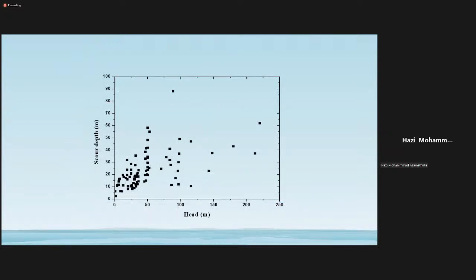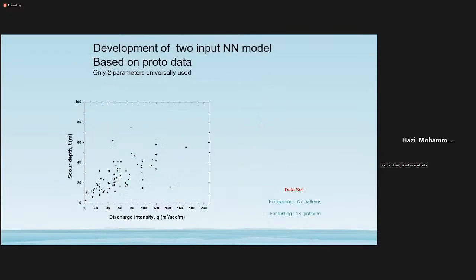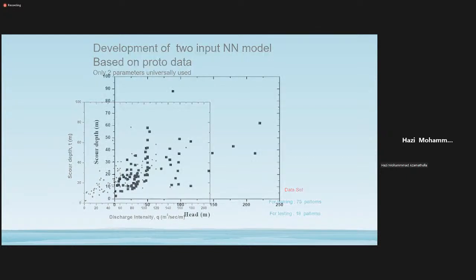Another thing, scour depth versus head. You can see how much. There is no relationship. So at such a time, now you got a good example. If there is no relationship, then you can go for a neural network model. So I tried to develop it with a two-input model. Next please.